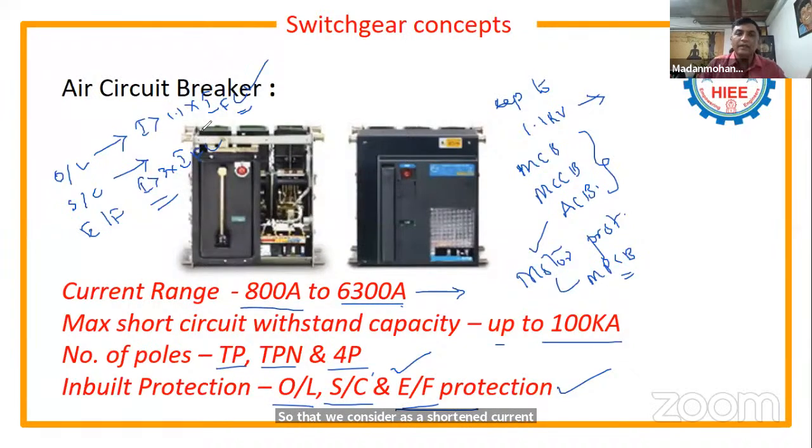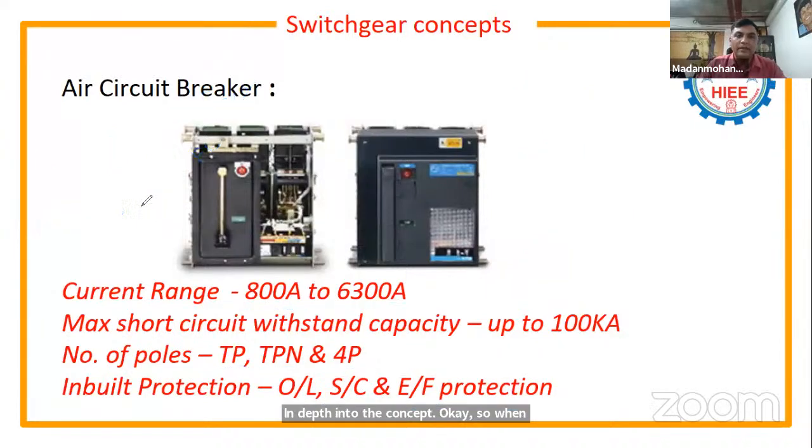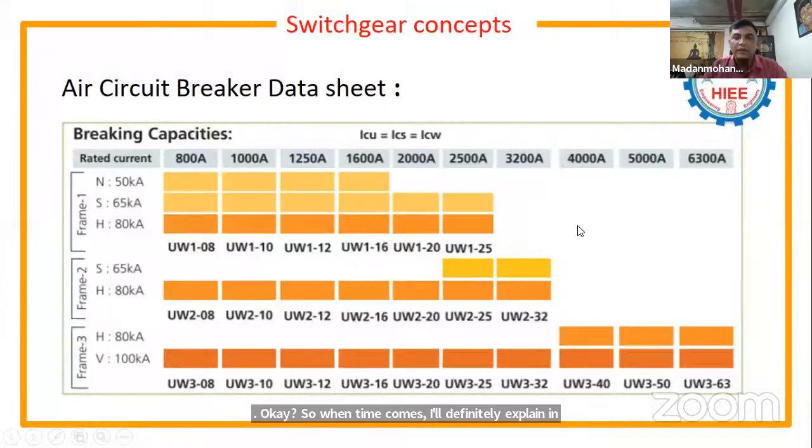This again goes in depth into the concept. When the time comes, I'll definitely explain overload and short circuit in depth. So ACBs are available with inbuilt protection of overload and short circuit, and the ratings available for ACB are from 800 amps to 6300 amps.